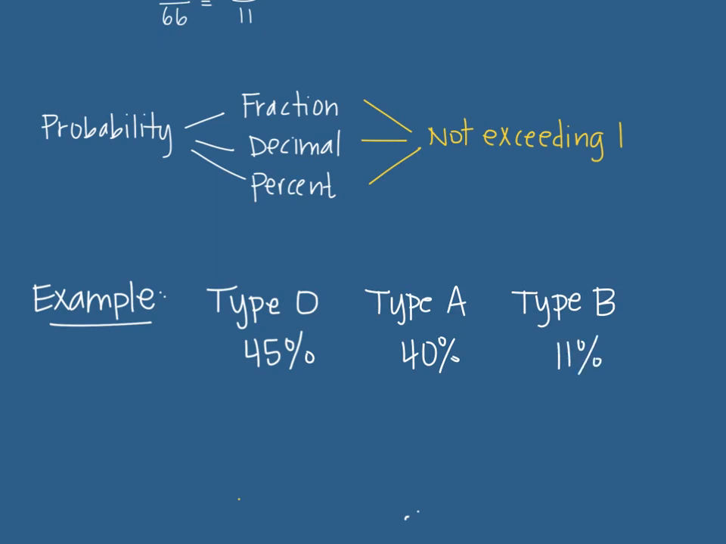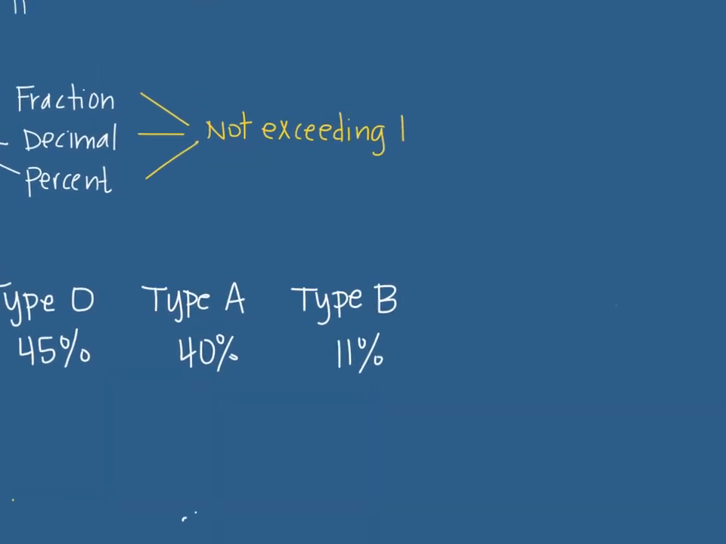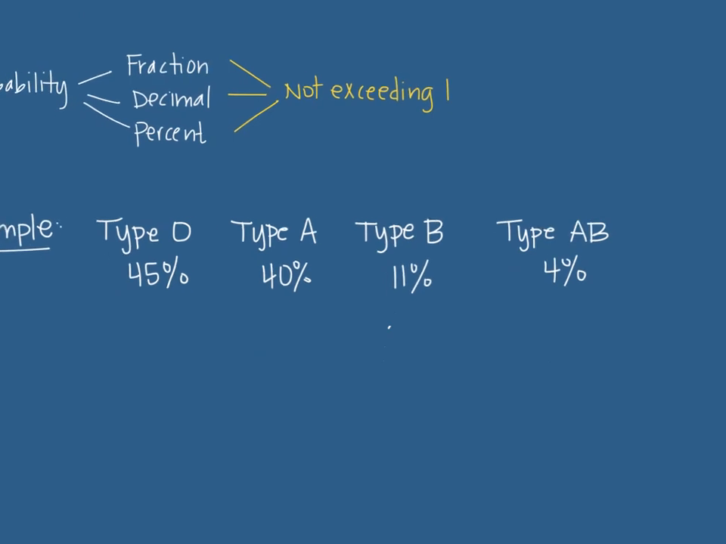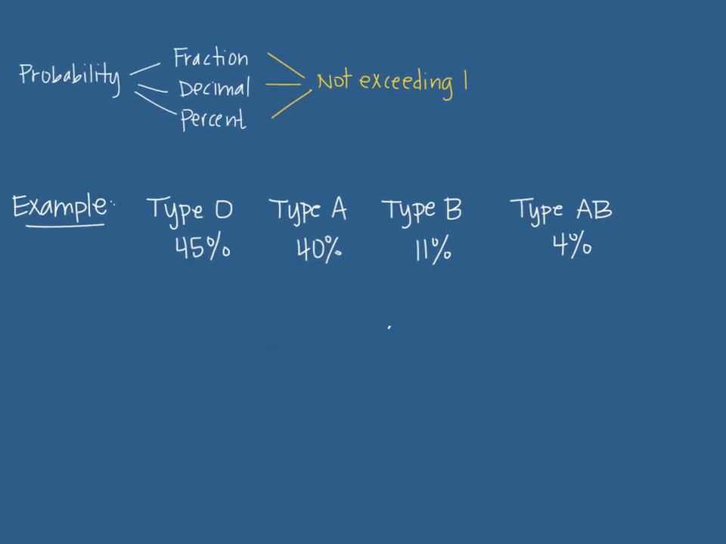Type B is 11%. So if you add all those up, we've got 45 plus 40, that's 85, plus 11, now we're up to 96. And so we know that the final blood type, which is the most rare, only 4% of Americans have that. Now this is a valid probability distribution chart because the percentages all add up to 100, which is what we need it to be. Can't be more, can't be less. It needs to be exactly 100%.